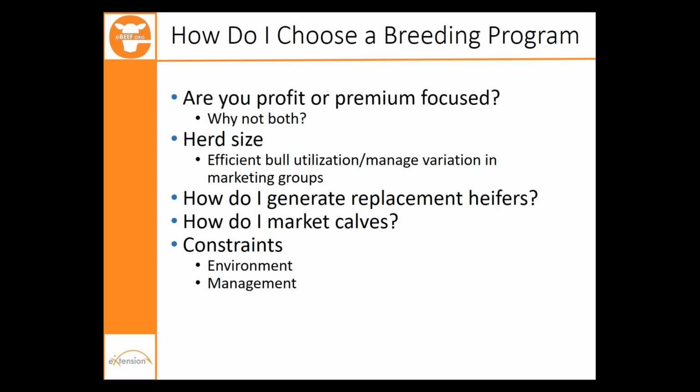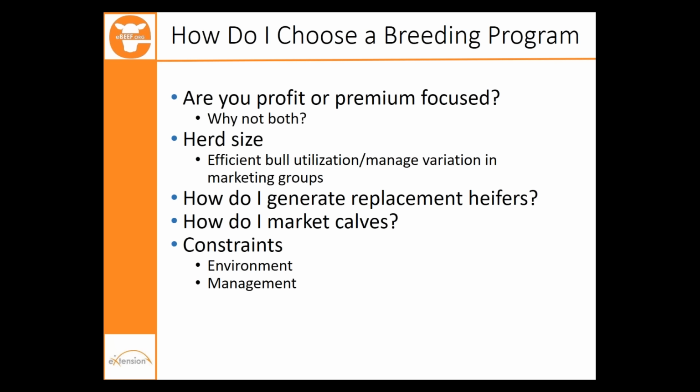And finally, but certainly not the least important, would be constraints that we may have. I think of those as two primary categories, either environmental constraints or management constraints. We might have environmental constraints like availability of forage resources, and we may have management constraints, like if we work a job all day, or have a second job, we might not be as tolerant of certain difficulties. So we may have both environmental and management constraints that really dictate what type of breeding system makes the most sense for us.